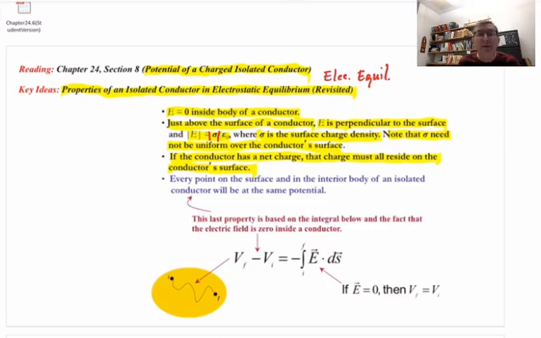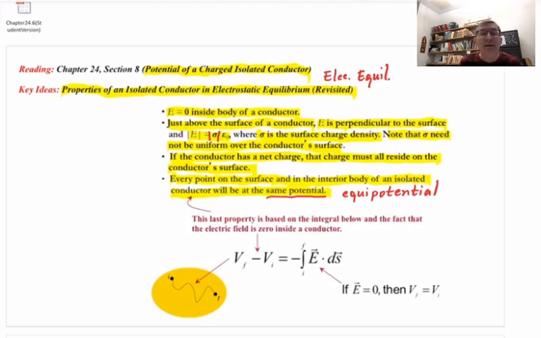And here's the new property of a conductor in electrostatic equilibrium. Every point on the surface and in the interior body of an isolated conductor will be at the same potential in volts. That means every point on the surface and in the body of the isolated conductor is one big equipotential, because every point is at the same potential in volts.